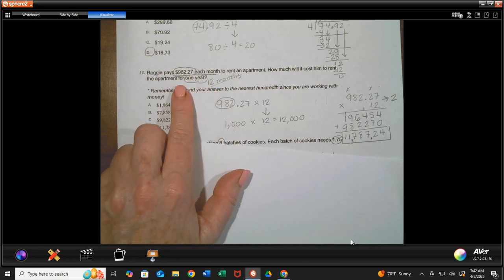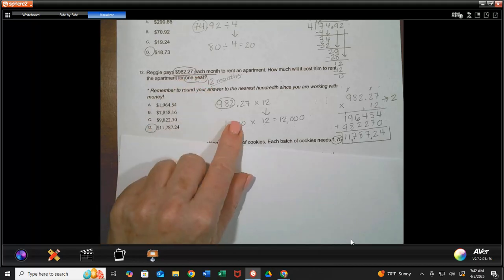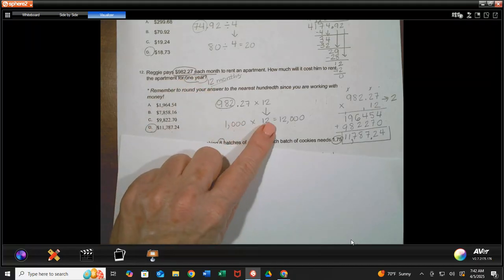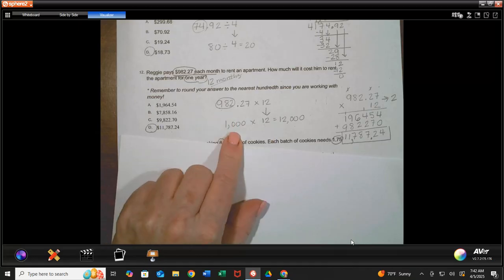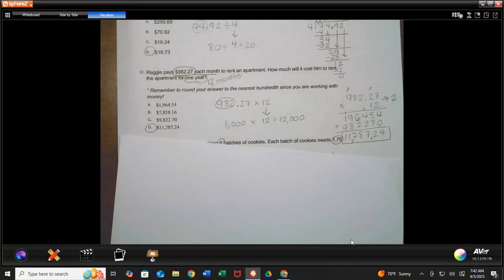Then we have to combine 12 groups of $982.27 because that's your unit rate. When we multiply, I can get a quick estimate. I can keep 12. I'm good at multiplying by 12. 982 rounds up to 1,000. I have a quick overestimate of $12,000. I think I can probably eliminate for sure A and maybe B from my answer bank.